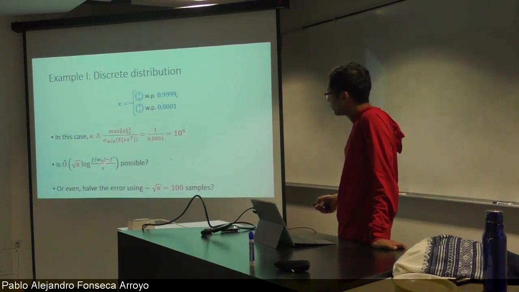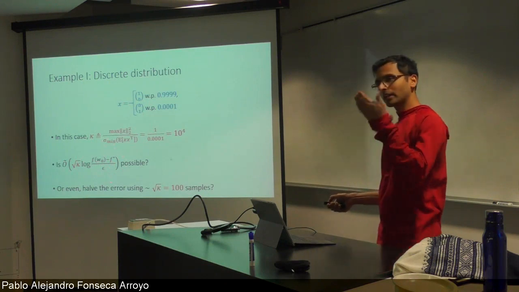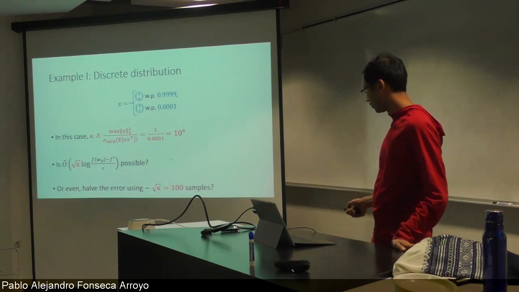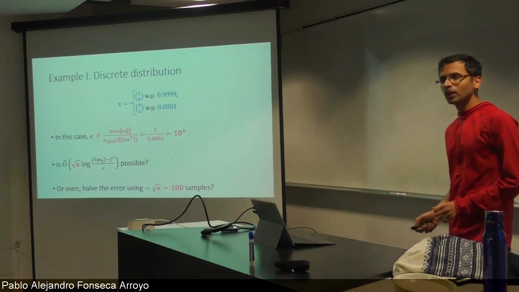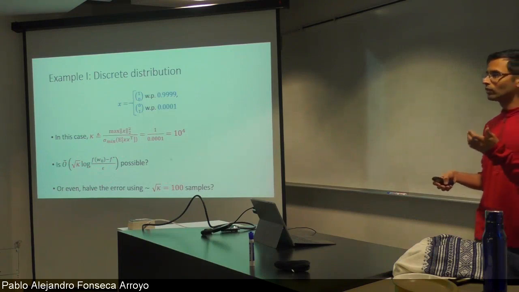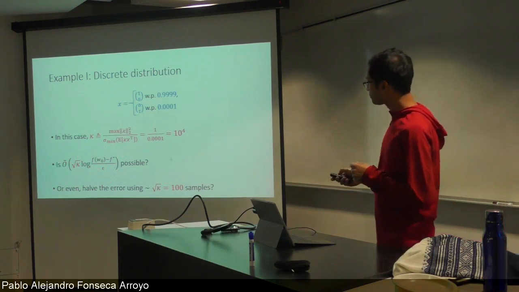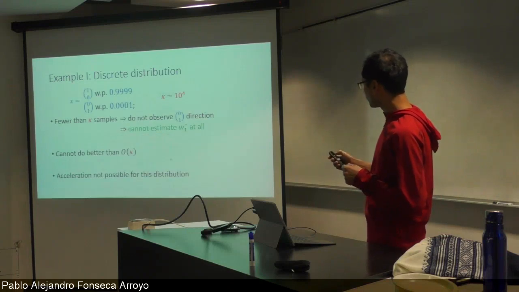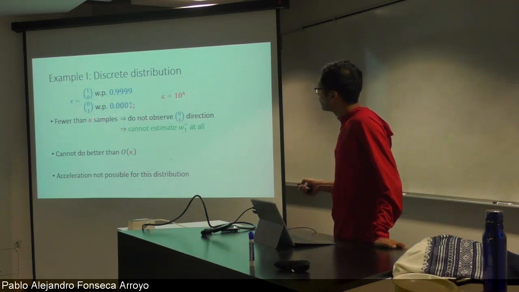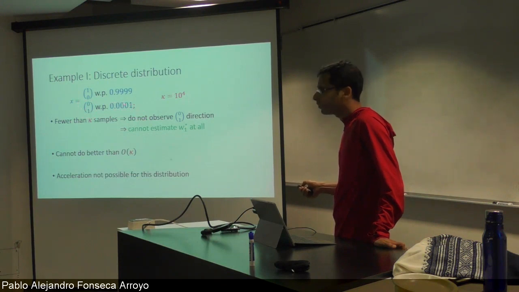A simpler question, if you want to just ignore this log, is to say, if I'm given an initial point, can I halve the error of the initial point using square root of condition number, or about 100 samples? So if I just give you 100 steps or 100 samples, can you halve the initial error? Once you stare at it for some time, it's not difficult to see that if you have any fewer than 10 to the 4 samples, you are never going to observe an example in this direction, because this probability is 10 to the minus 4.